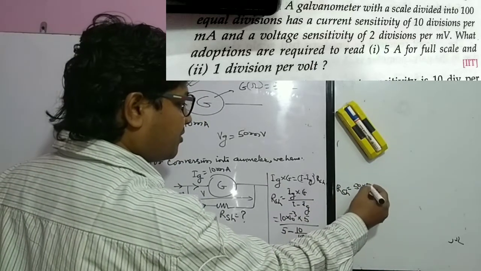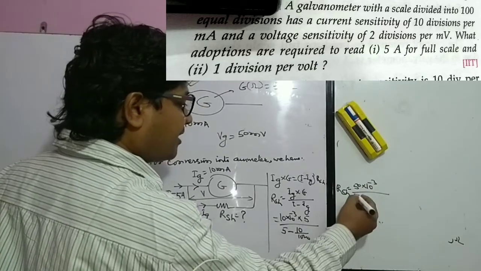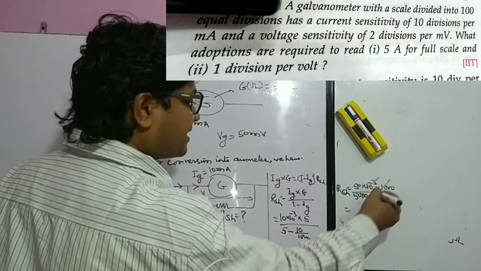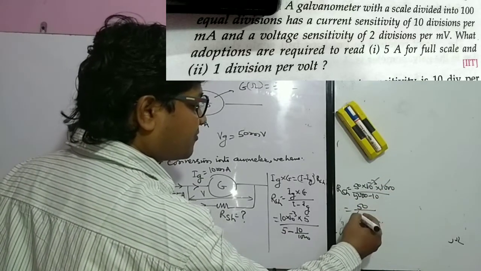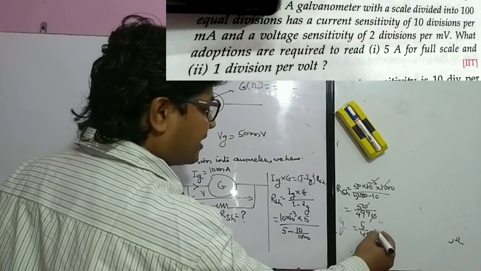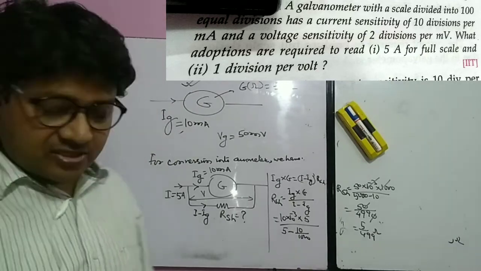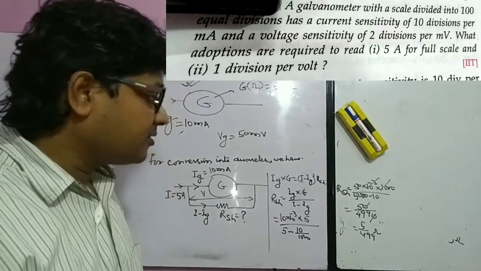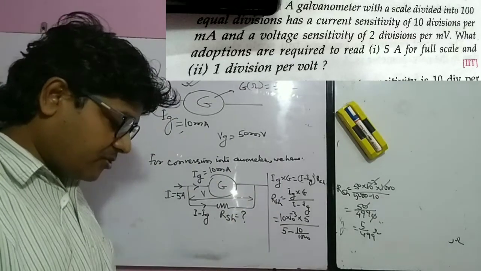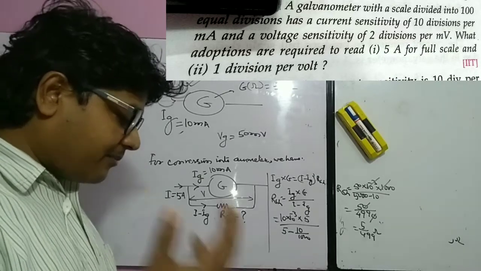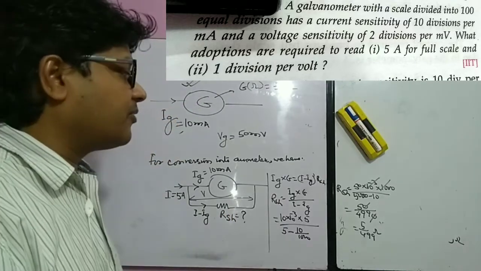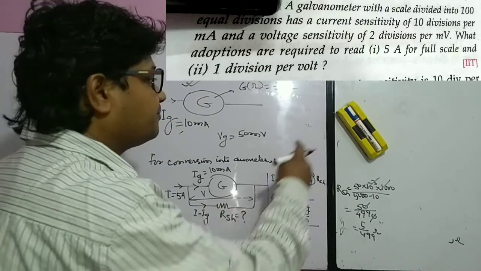This is 50 into 10 to the power minus 3 divided by 5000 minus 10 into 1000. So this gets cancelled, 50 divided by 4990, so 5 by 499, this is your ohm. This is the shunt resistance we are going to apply. 5 divided by 499, this is the value of shunt resistance we are going to apply to convert it into ammeter that can read 5 ampere. Second is 1 division per volt. 1 division per volt means what?